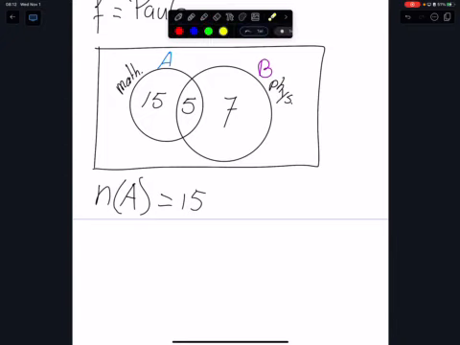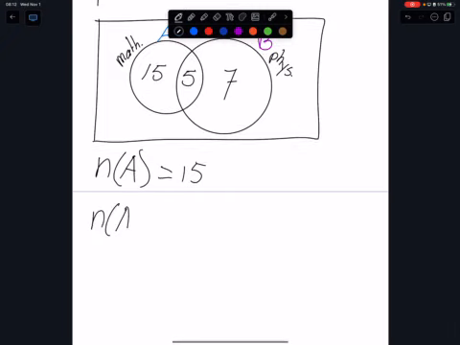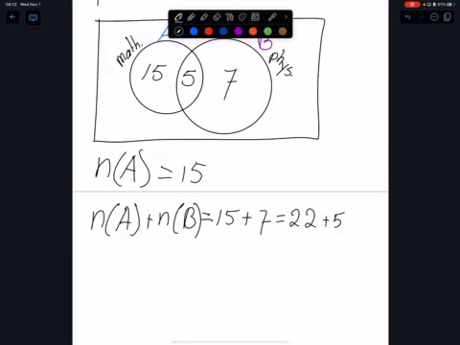So remember, 5 belongs to here and there. So if I ask a question, who likes math and who likes physics? Someone raises their hand. So, how do you go about this? The total number of students is 15 plus 7. That is already 22. And you still have those 5. And what does that mean? You add those 5 to them.